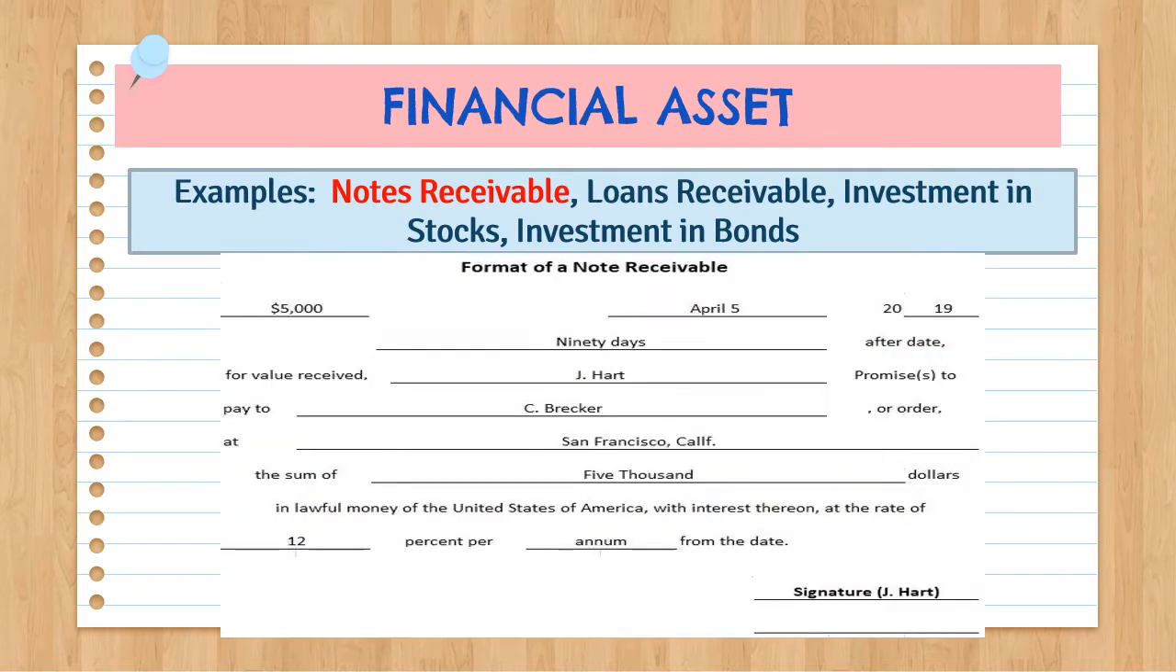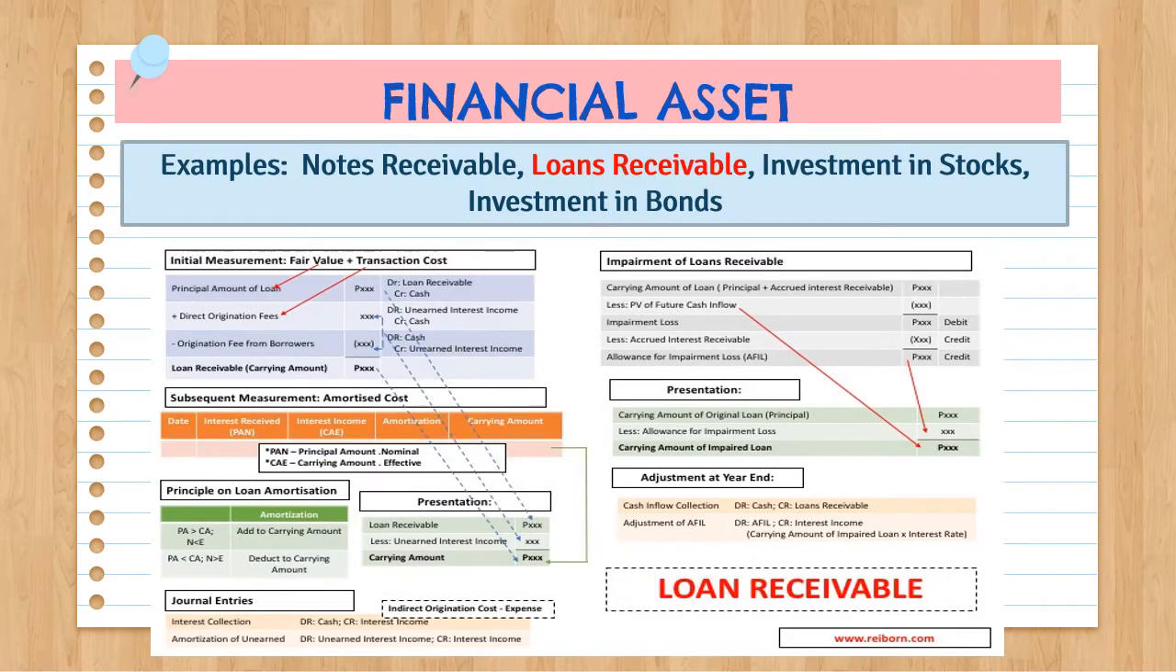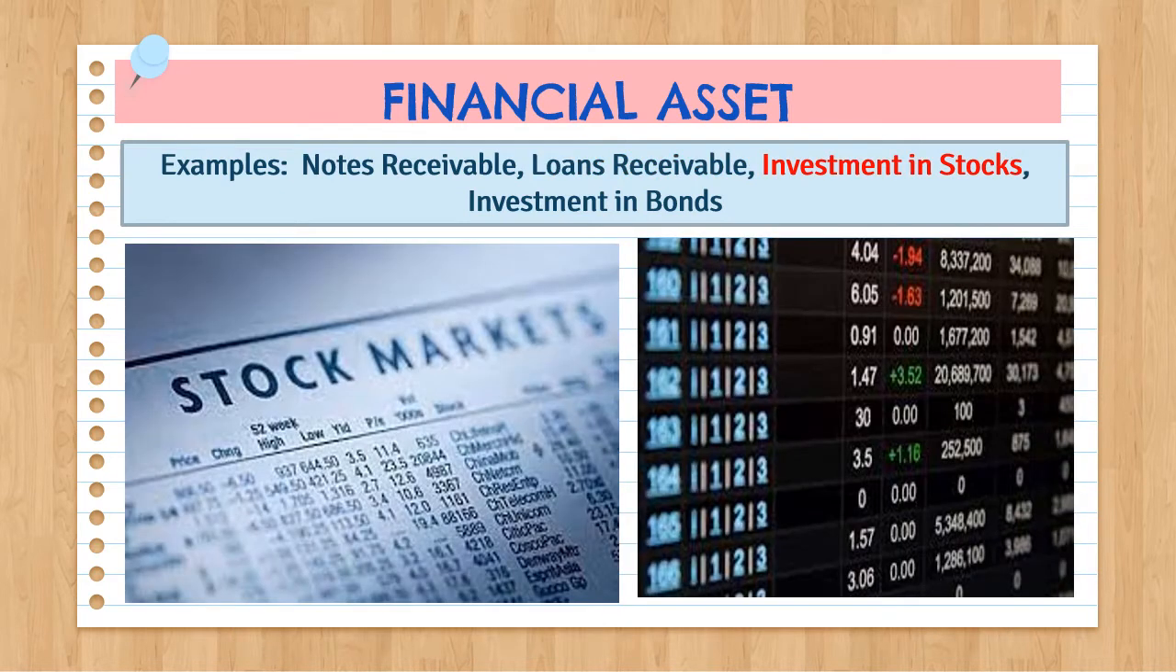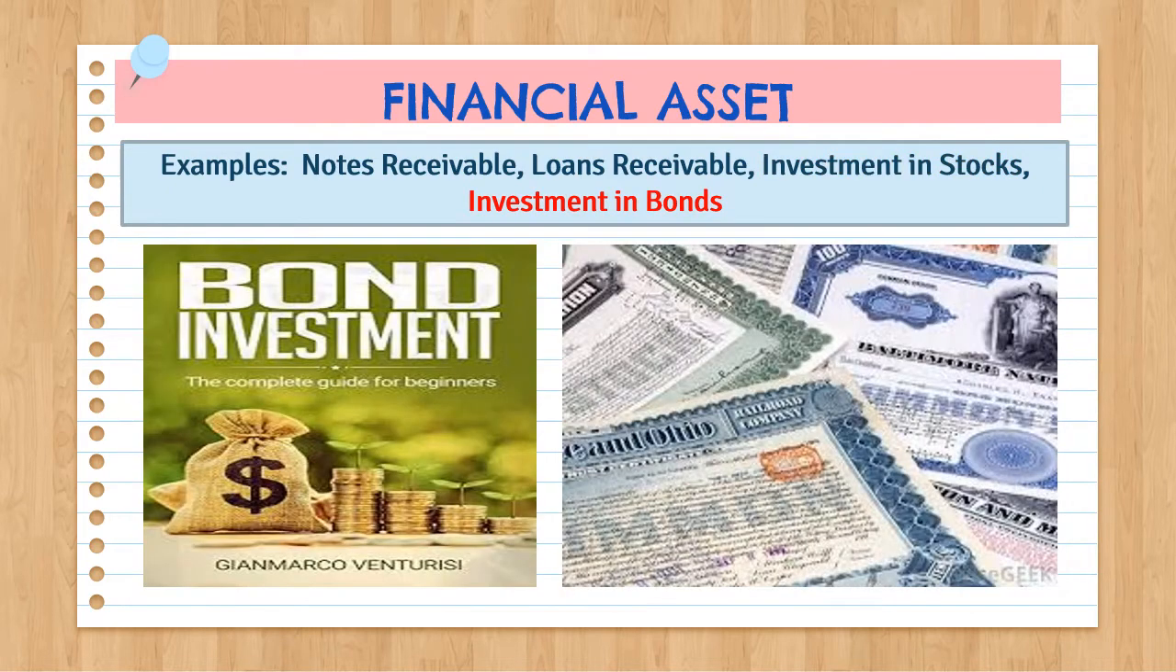Examples: notes receivable, the same as promissory notes. Another one is loan receivable. Another one is investment in stocks. Another is investment in bonds. So financial asset is like that. It is not only cash that is recognized, but also the receivables and the investments.